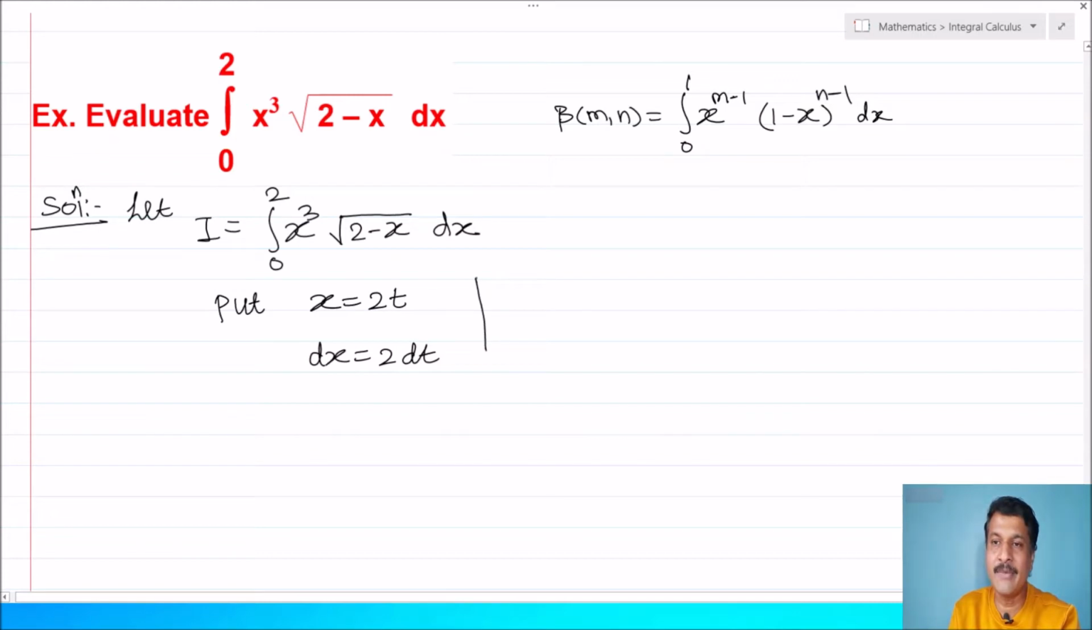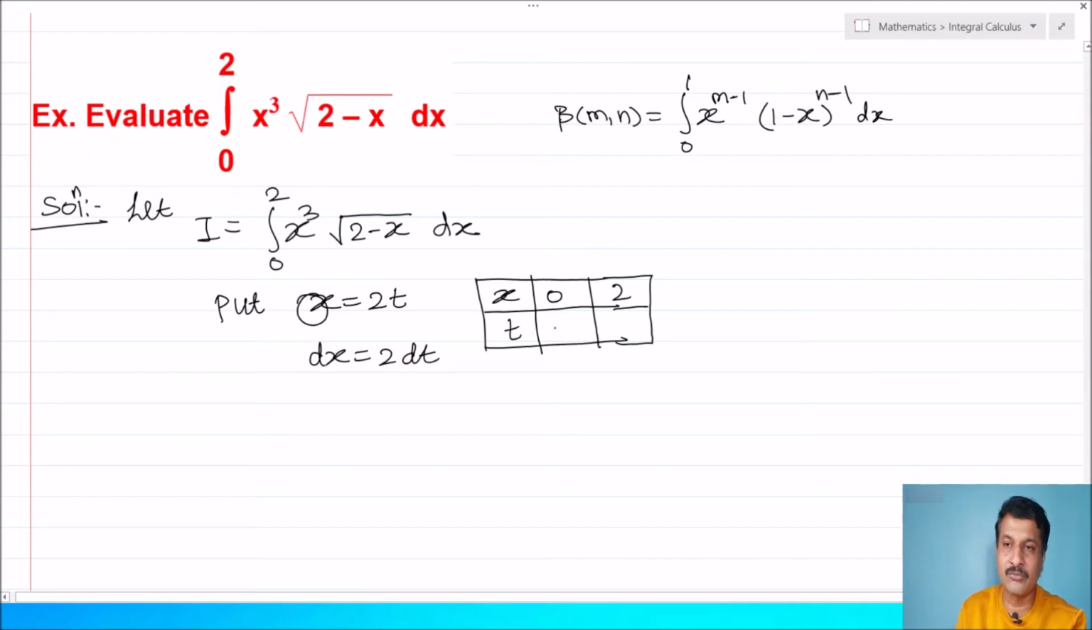And what about the limits from x to t? Given limits 0 to 2. So when x equal to 0, I will get t equal to 0. When x equal to 2, this 2 by 2 I will get here 1. So t equal to 1.